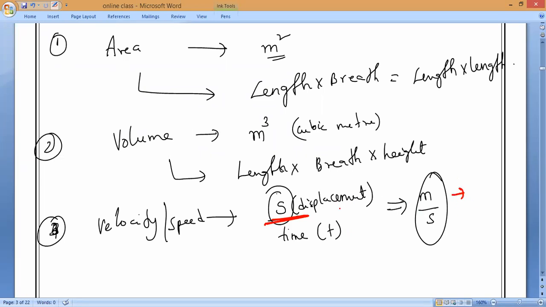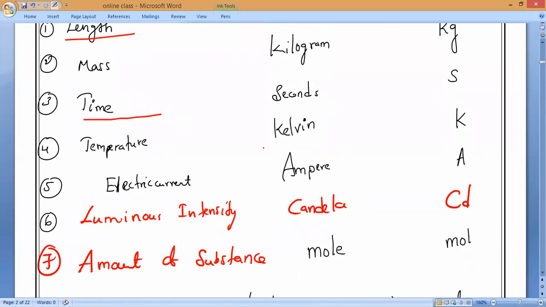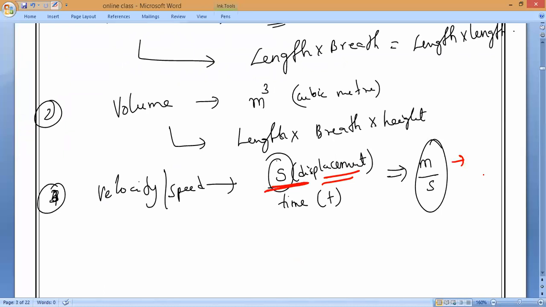So meter means what actually? Displacement means what physical quantity? Length. Time means what? Time. So what are the two physical quantities it depends on? Velocity depends on two physical quantities. One is length, the next one is time. That is what you have to remember.